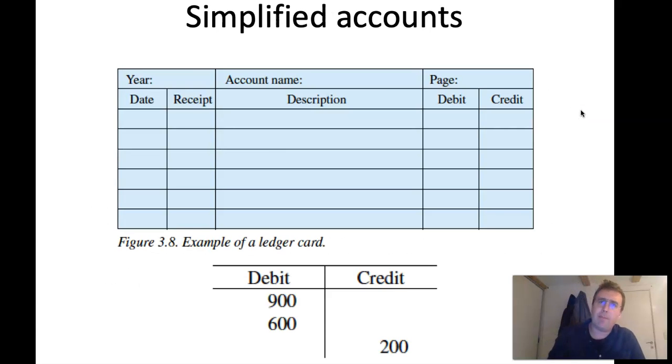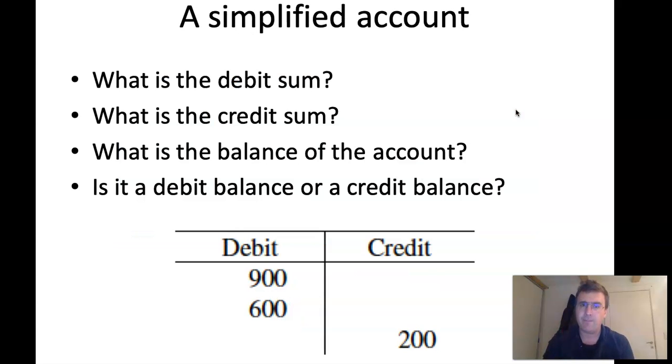In the simplified setup we have here, it says the year, the date, the receipt number, account name, description, and page, which is on whether it's in debit or in credit. And what we're going to talk about in this video is whether you place it in debit or in credit, because it makes sense whether it's one thing or the other.